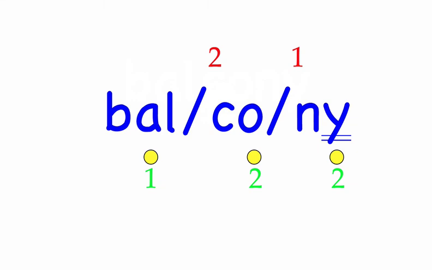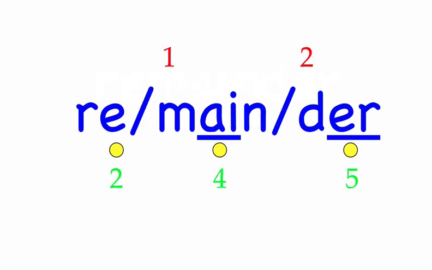Remainder. The remainder of the team reported for practice. Re has 2 sounds: r, e. Main, 3 sounds: m, a, n. Der, 2 sounds: d, r. Remainder. Mark the word.